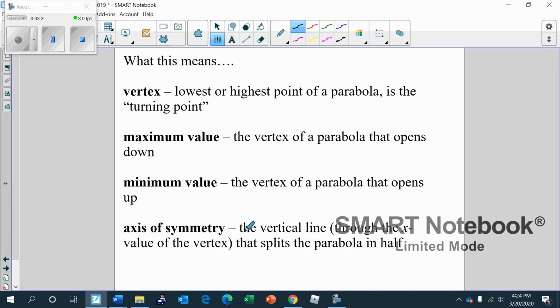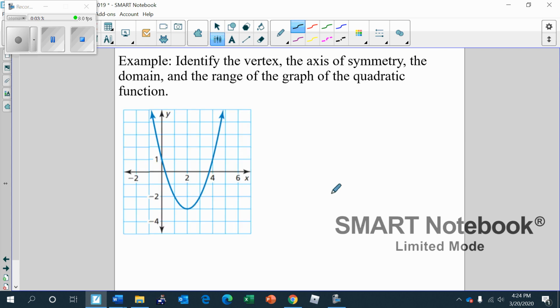These are the definitions. There's that axis of symmetry. Read through it: vertex, maximum value, minimum value, and axis of symmetry. You guys can pause it and read through that. Okay, let's look at this example together.